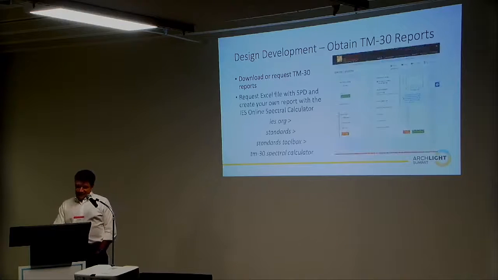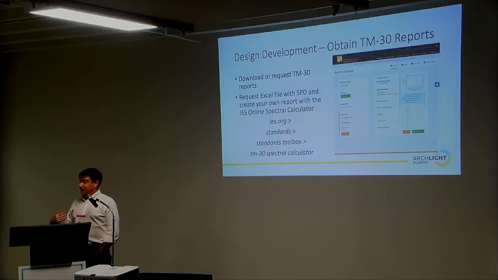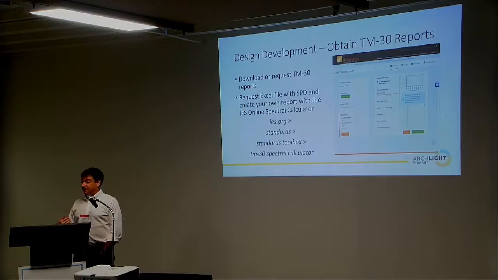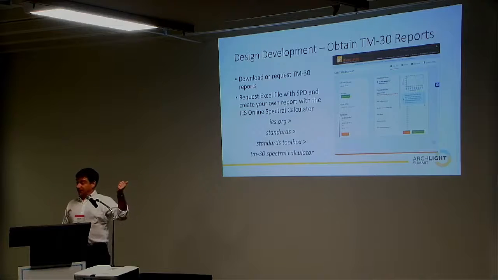I have had situations where what comes back to me from the manufacturer is a spreadsheet with the SPD. So I've got two columns, one that is the wavelength from 380 to 780, and then one that is the energy at each one of those wavelengths. That's fine, because I can go to the IES website, navigate my way to the TM30 calculator, say that I want to enter my own SPD.